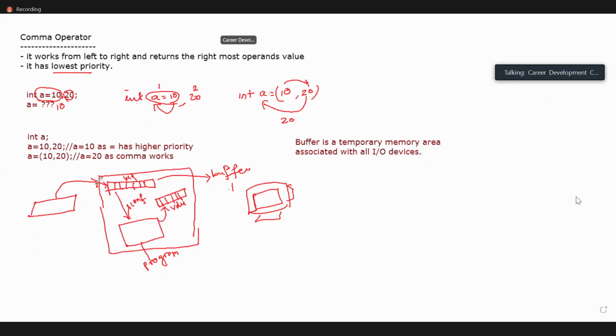Now whatever data you are writing here, what will happen? This data, these ones and zeros, will get stored in the buffer like this. Clear? Now what happens? How does scanf work?